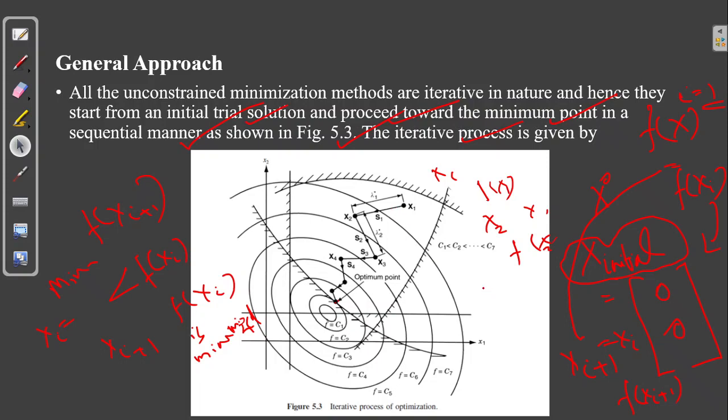Suppose you got the direction in which the objective function is minimizing. The next question will be how far I should go, so that I will get the optimum point. So these are the two points you should get.